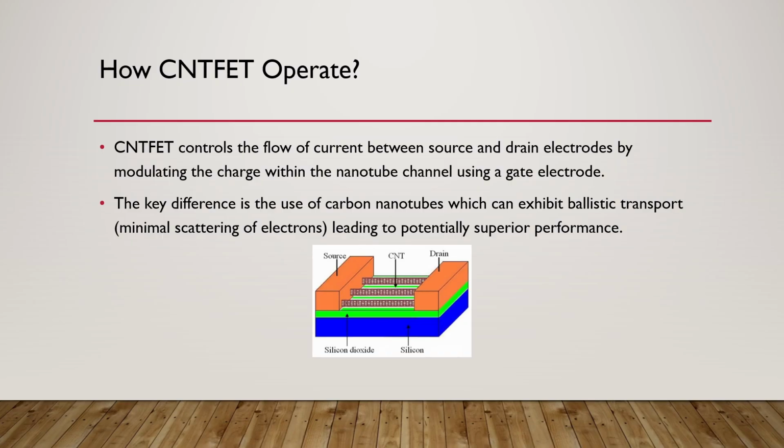So how does the CNT FET operate? The CNT FET operates by controlling the flow of current between the source and the drain electrode by modulating the charge within the nanotube channel using a gate electrode. The key difference is the use of carbon nanotube, which can exhibit ballistic transport, which can minimize the scattering of electrons, leading to potentially superior performance to silicon.